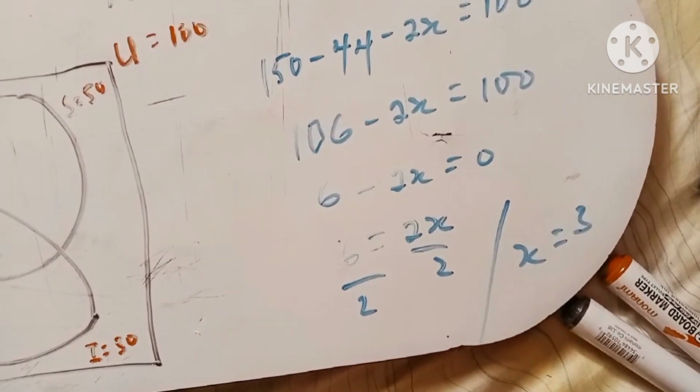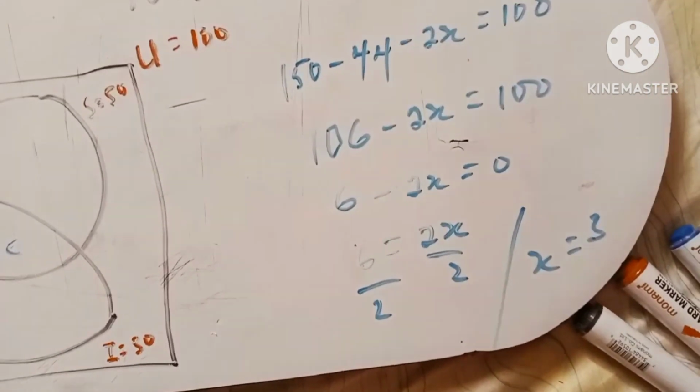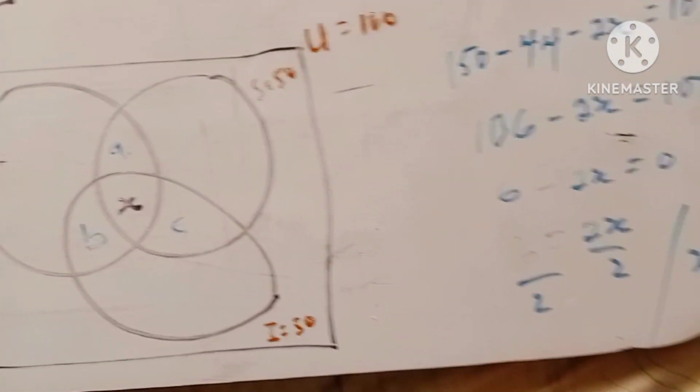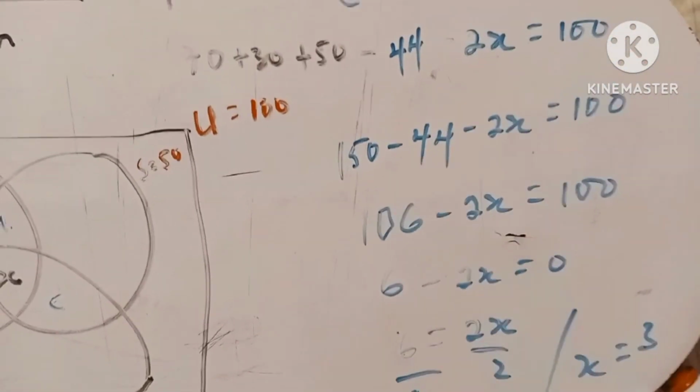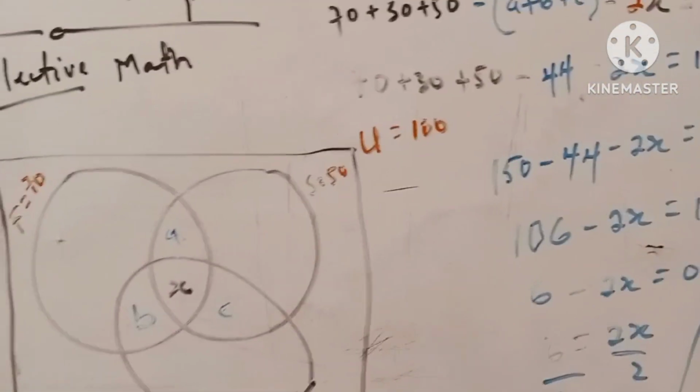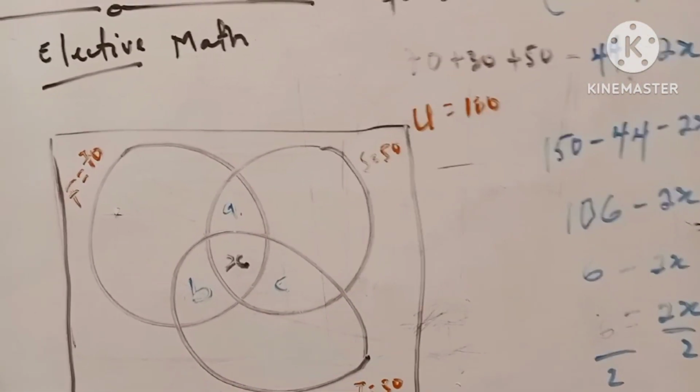So the number of people who are suffering from all three diseases here is 3, right? So your concept here, you must understand where you are going and what you are doing, and where to place everybody on this Venn diagram.